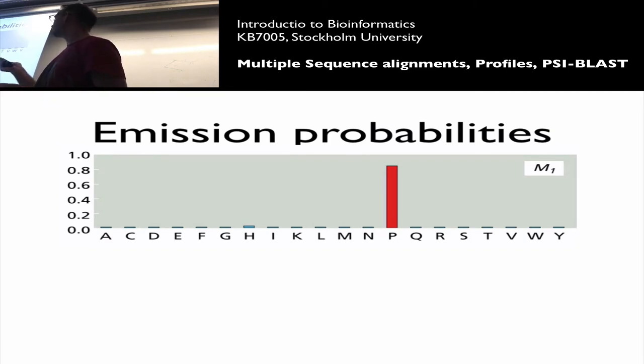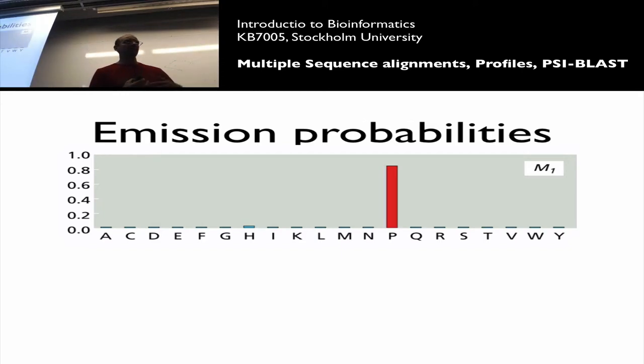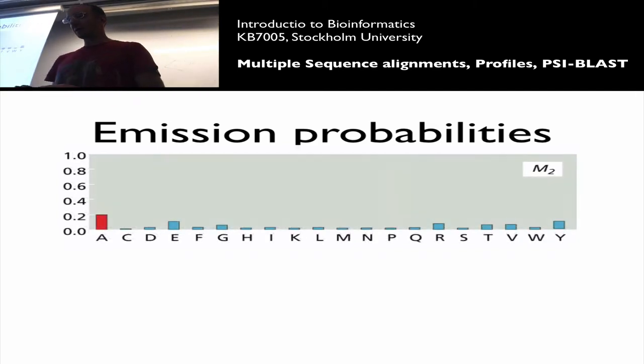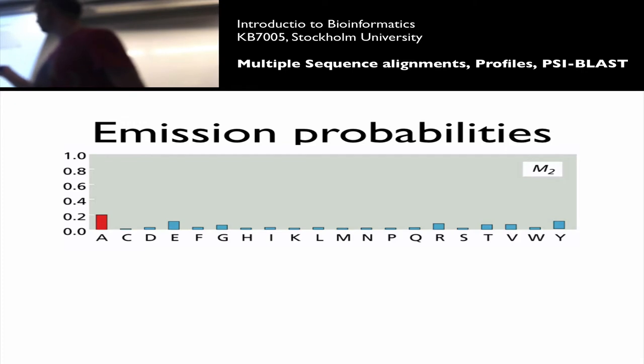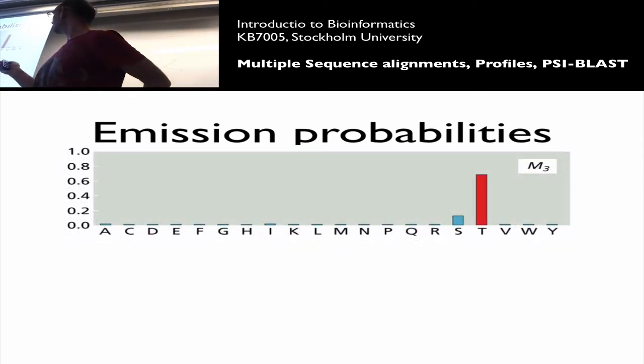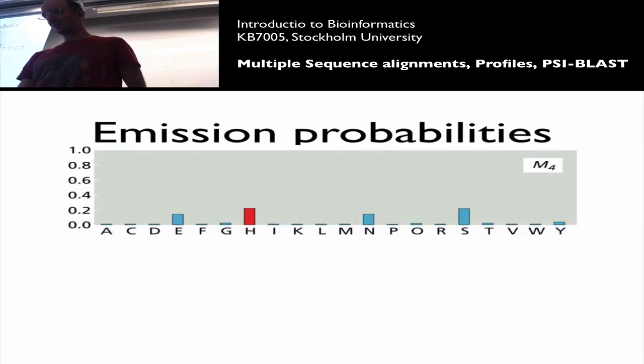So, in one match state, you can have a probability that looks like that. You never put everything to zero. You have a small background, but basically, this is a position where proline is very, very conserved. So the probability of having a proline in this position is very, very high. While in the second state, you have a much more equal distribution. You have some preference to be an alanine, but it can basically be a number of different amino acids. In the third position, you can have something like that.